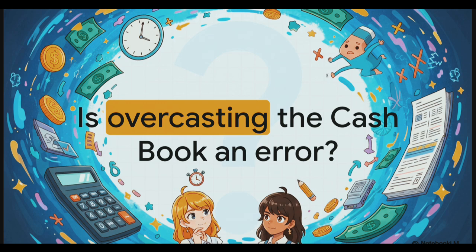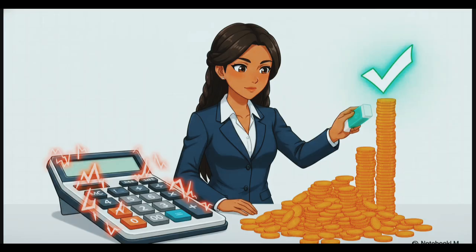True or false? Overcasting of the debit side of the cash book is an example of a difference that is due to error. So ask yourself, is this just a timing issue or a pure mistake? The answer is true. Overcasting, which just means totaling a column incorrectly, is a classic accounting error. And remember, as per the rules, you actually have to rectify these kinds of errors in the cash book before you can prepare the final bank reconciliation statement.